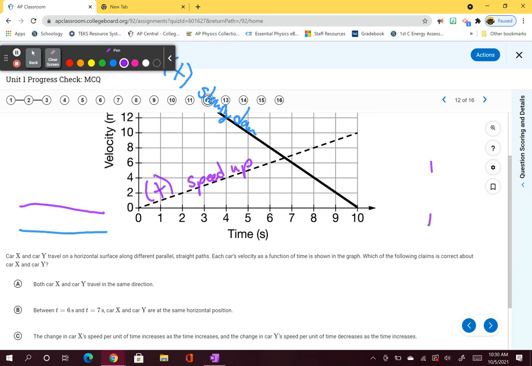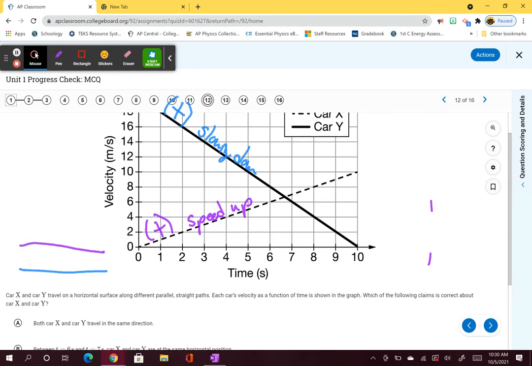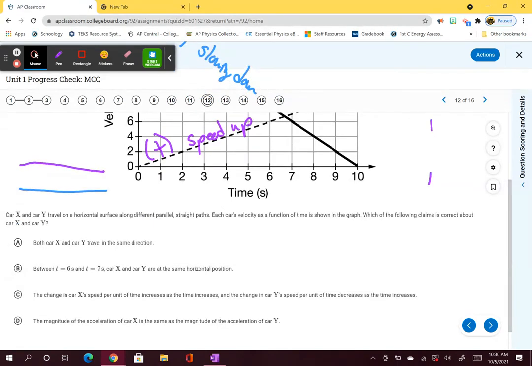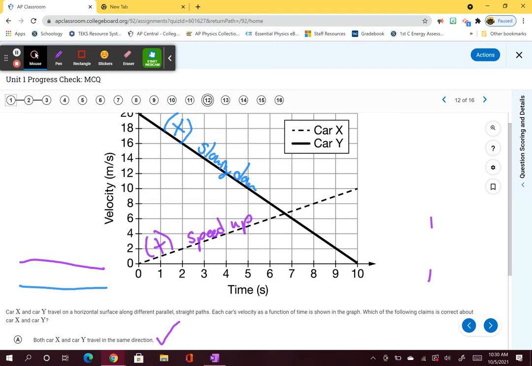Both car X and car Y travel in the same direction. Well, they both travel in a positive direction, so that could be a correct statement. Let's keep going just to make sure. Between time 6 and time 7, car X and Y are in the same horizontal position. So what that is saying is that they have the same distance. So remember to find the distance between 6 and 7.